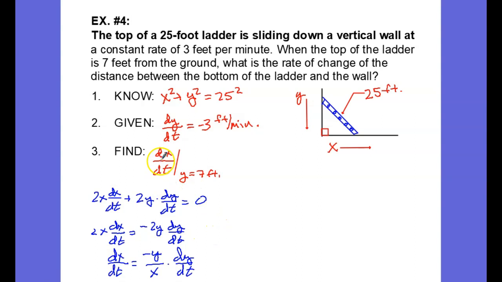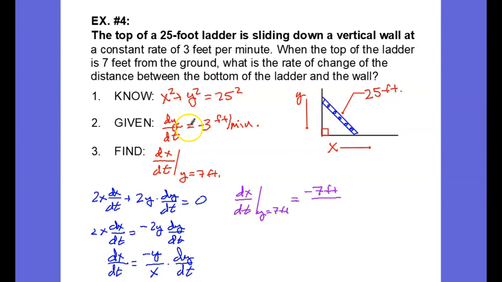Now finally we're looking for dx/dt when y equals 7. So dx/dt when y equals 7 feet is going to be equal to negative y, which is 7 feet, divided by x. And it's at this point that you may realize we don't know what x is whenever y is 7, but we can figure that out because we have an equation that can let us solve for x when y is equal to 7.